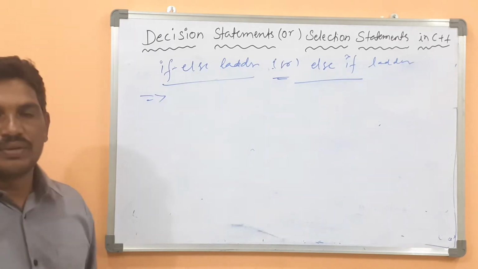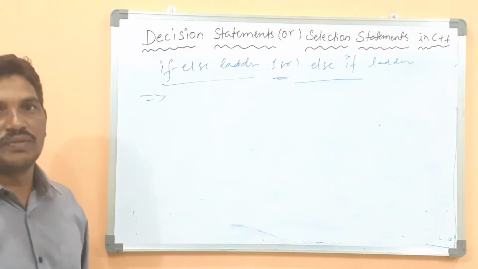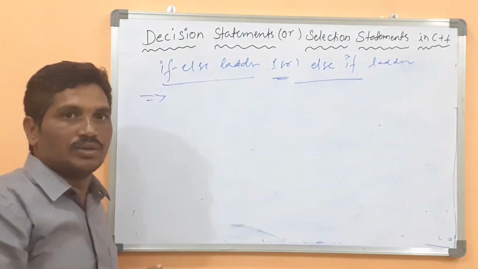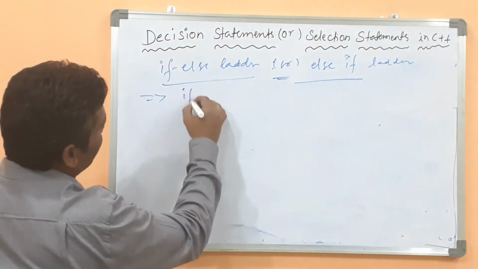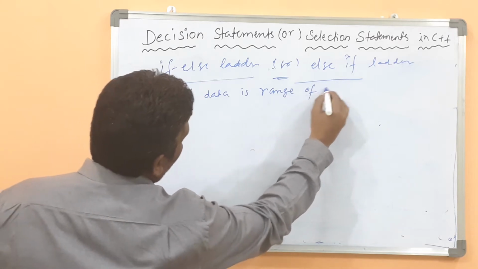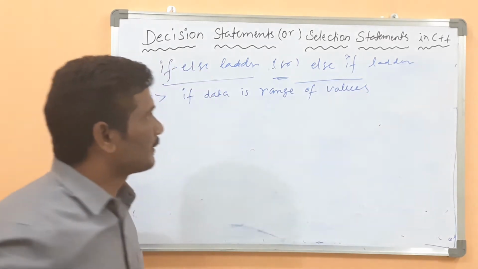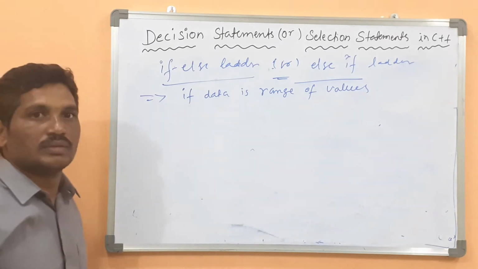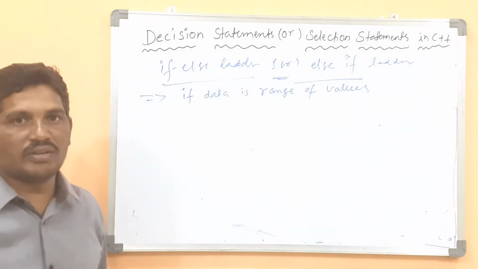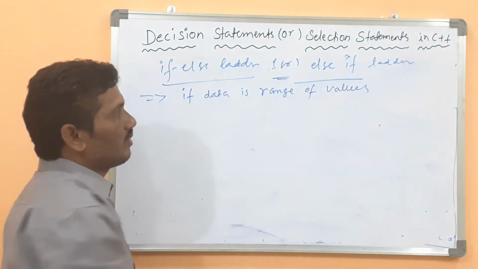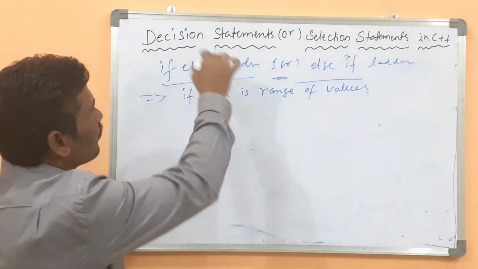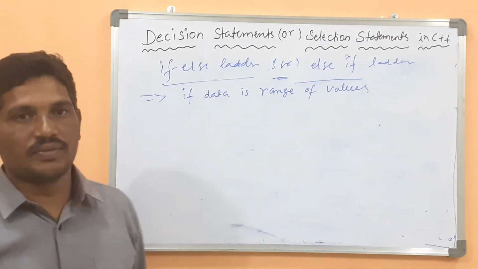When the data is a range of values, we will use the else if ladder. If the data is integral values, we will use the switch statement. If it is not an integral value, in case of a range of values, then we will use the if else if ladder or if else ladder.